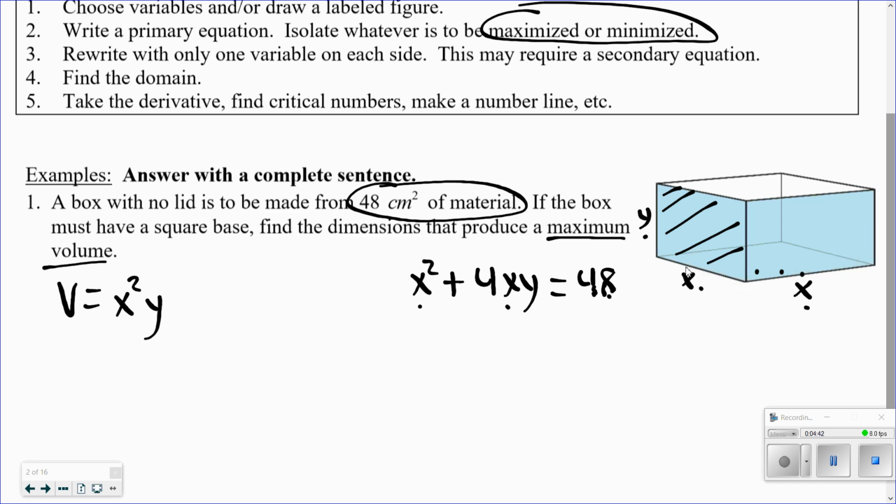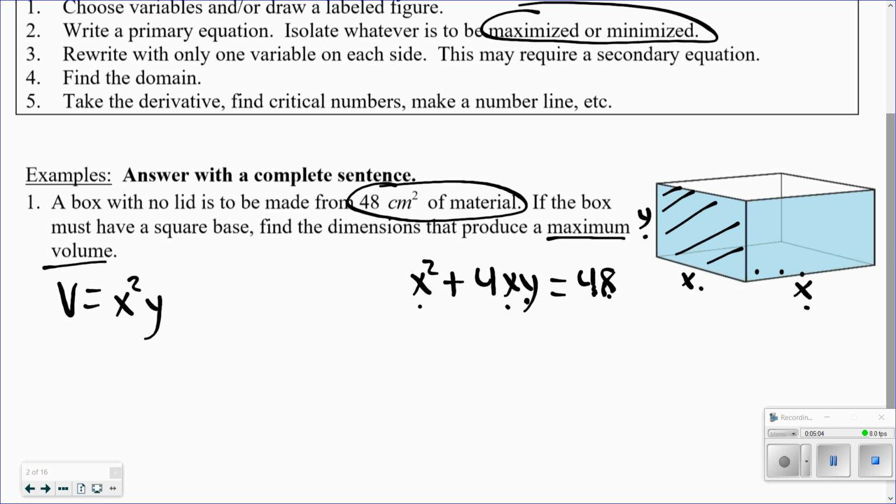Okay, so that gives me a secondary equation. What I want to do is either solve for x or y there and substitute it in the other equation for x or y. When I'm looking at this equation, it looks to me like it'd be easier to solve for y. Solving for x is difficult because of the x squared and the 4x. I can't really get x by itself, at least not easily. So I'm going to solve for y.